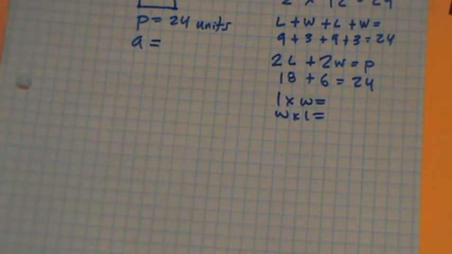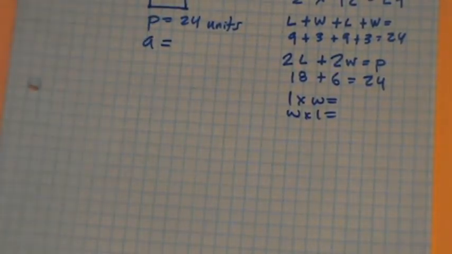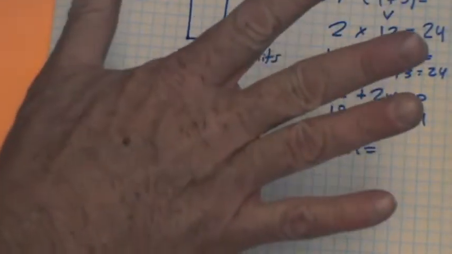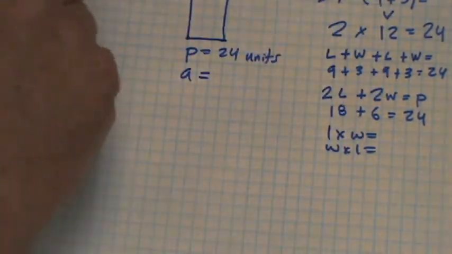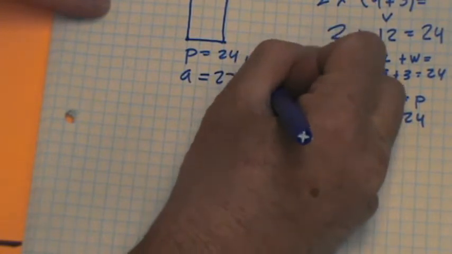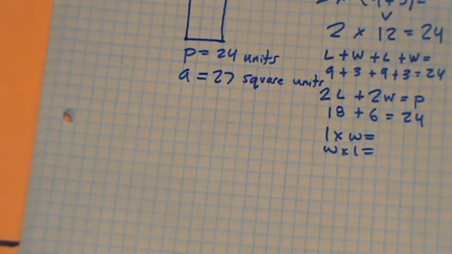You'll get the same thing because of the commutative property. So we go 9 times 3. What's 9 times 3? Let's count by 3s and see what it is. 3, 6, 9, 12, 15, 18, 21, 24, 27. And look, it's 27 square units.